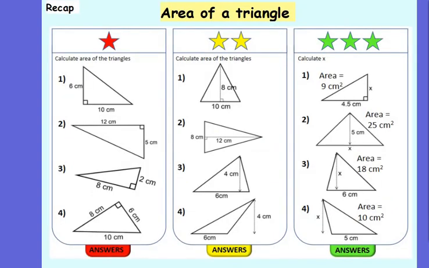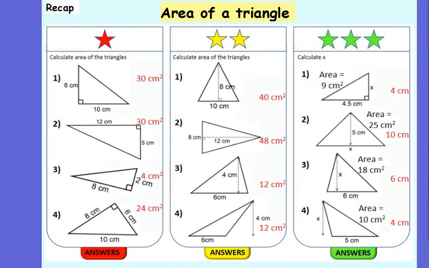Okay, Year 8, in your light blue books, please pause the video for 10 minutes or so and have a go at these questions. If you're less confident, start on the red, slightly more confident, start on the yellow, and super confident, start on the green, working backwards to find a missing length. Pause the video and complete those questions now, please. And these are the answers I was looking for. Please check your work and see how you did.